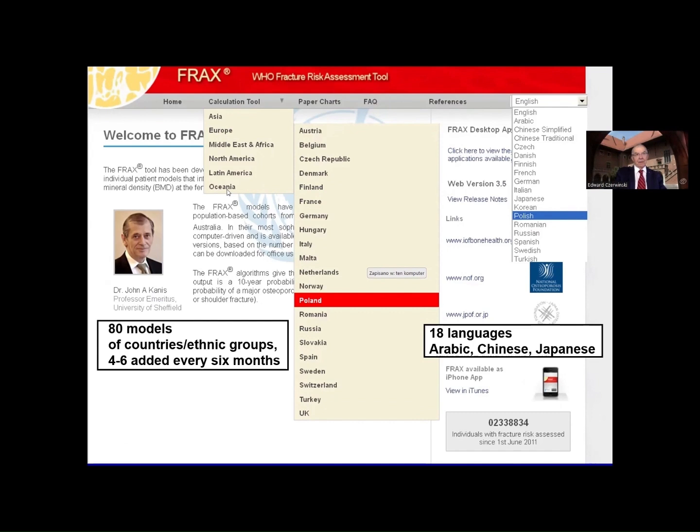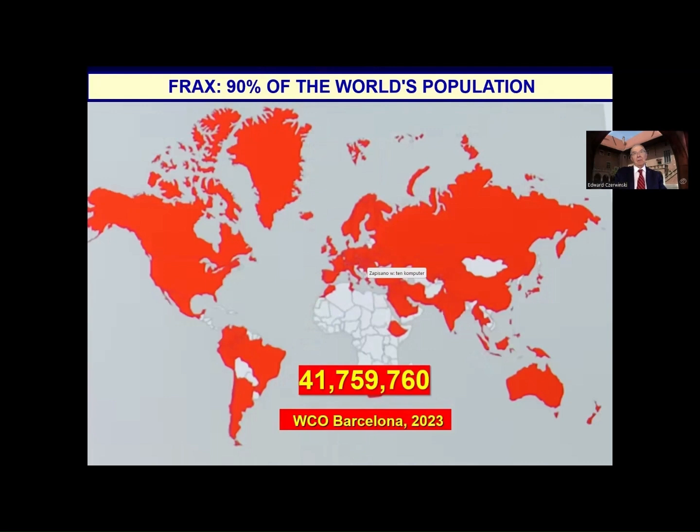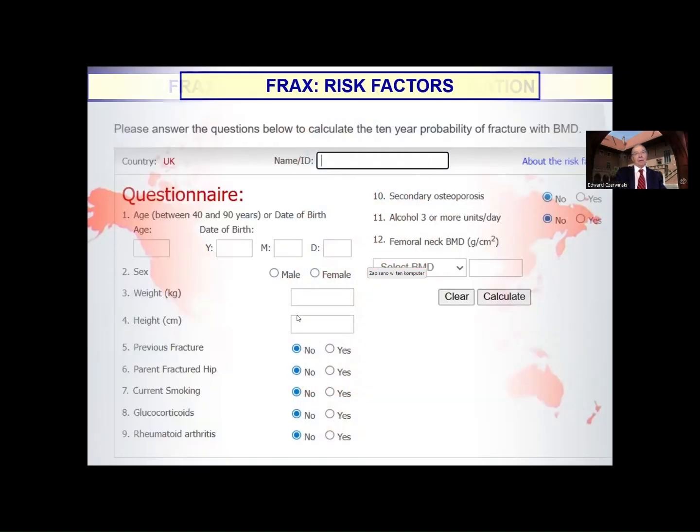Fracture is different in different countries. In Poland, we have 262 per 100,000, and in Sweden, we have more than 1,000. So there are various calculations across continents and countries, 80 models and 18 languages. So before we start, we have to adjust it. At the moment, it covers 90% of the population, and 41 million calculations have been done already.